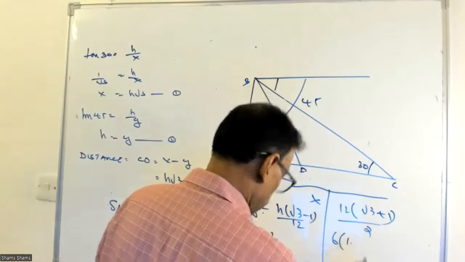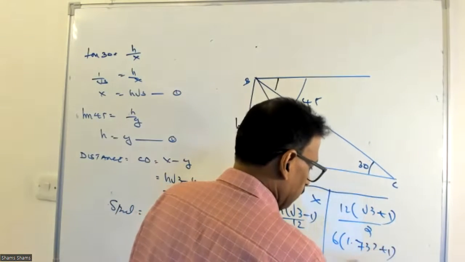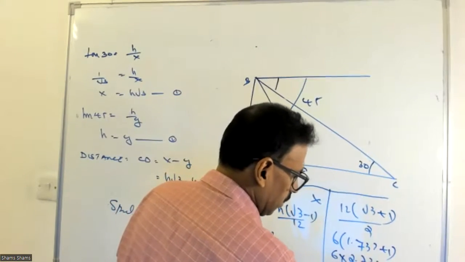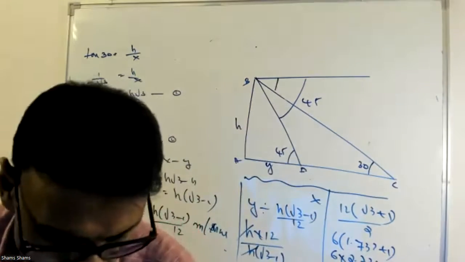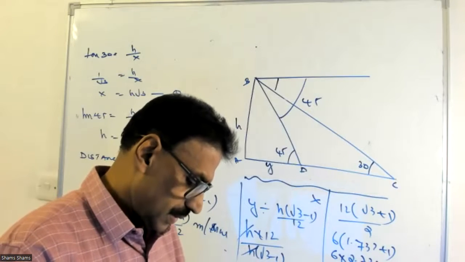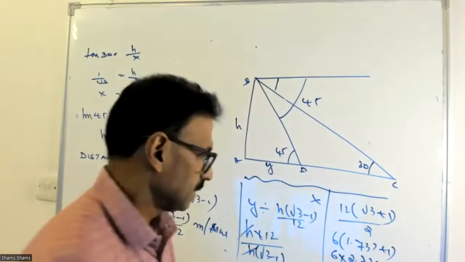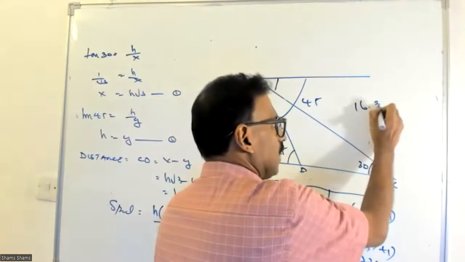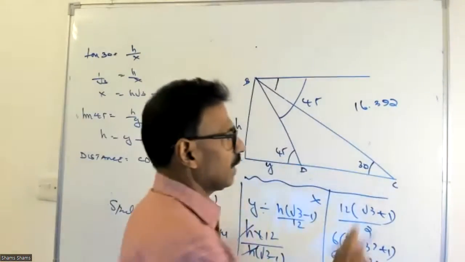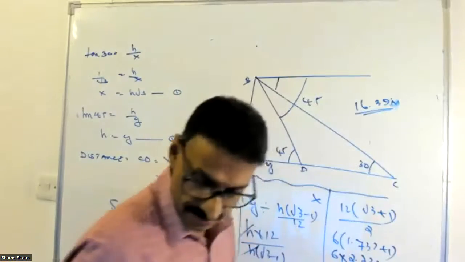6 into 1.732 plus 1. Okay. 6 into 2.732. How much is that? 6 into 2.732. That means 16.392 minutes. Okay, you have scored 16.3, this much of minutes only, not seconds.